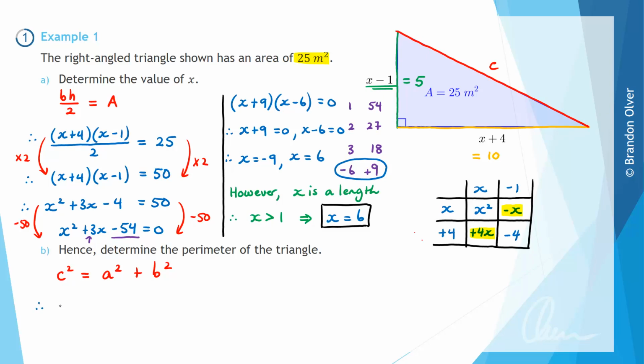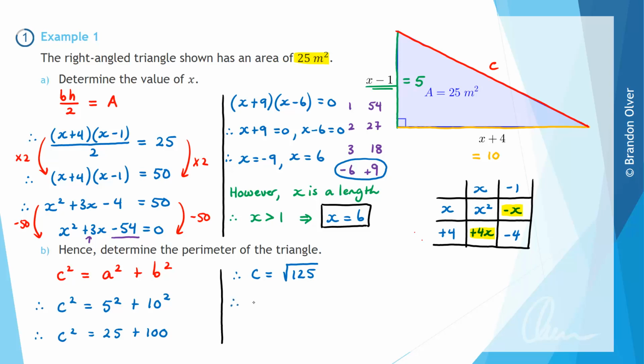So therefore we have c squared is equal to 5 squared plus 10 squared. So therefore c squared is equal to 25 plus 100. So therefore c is equal to the square root of 125.